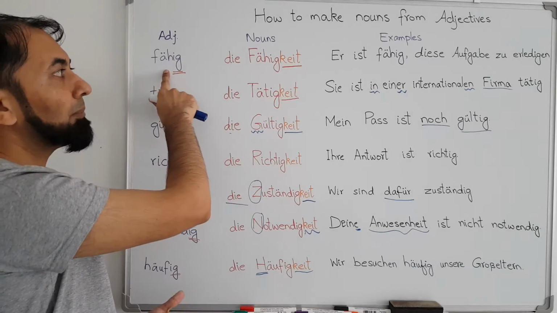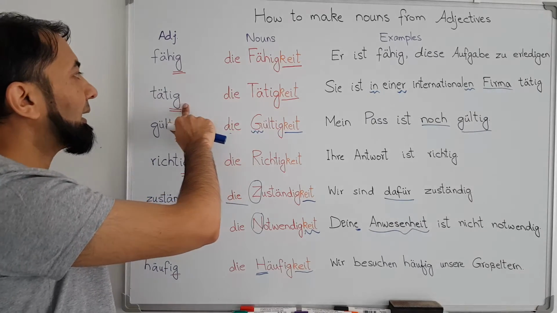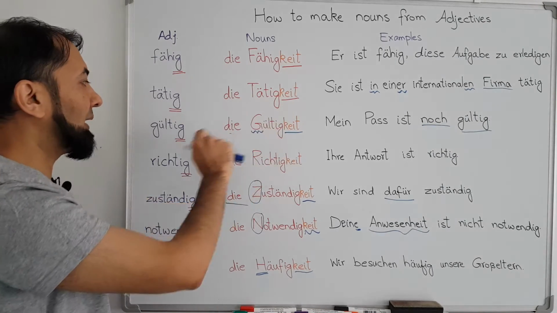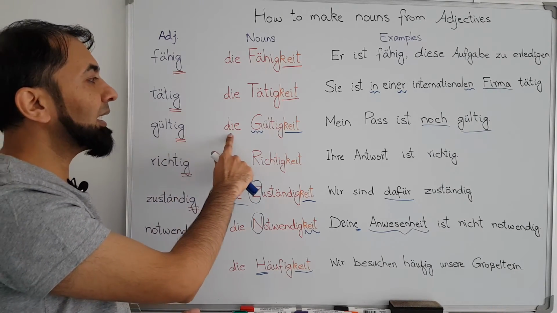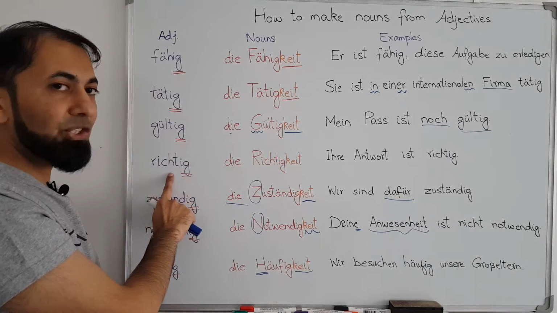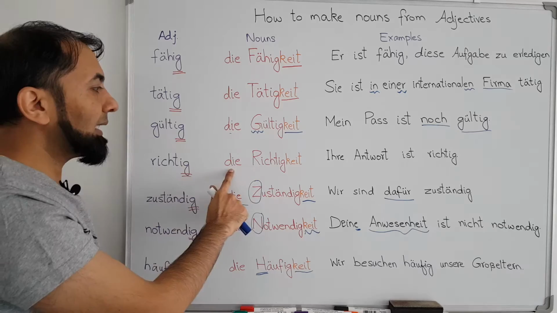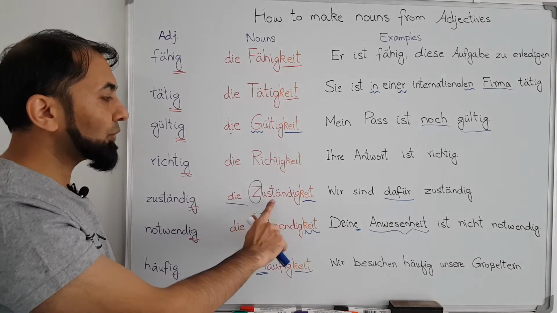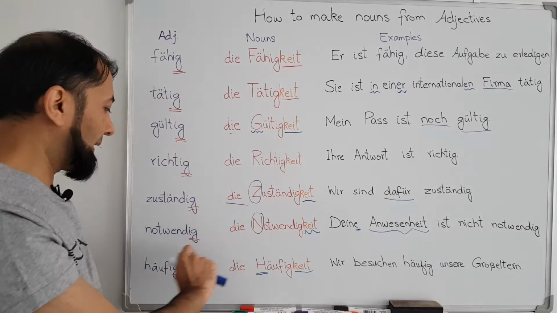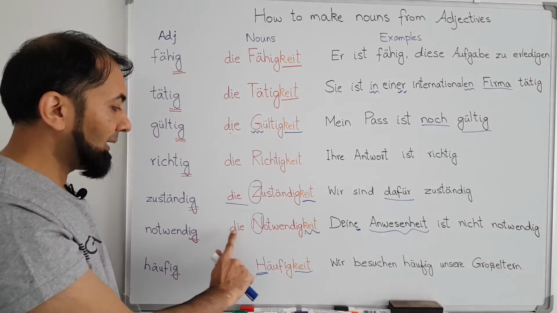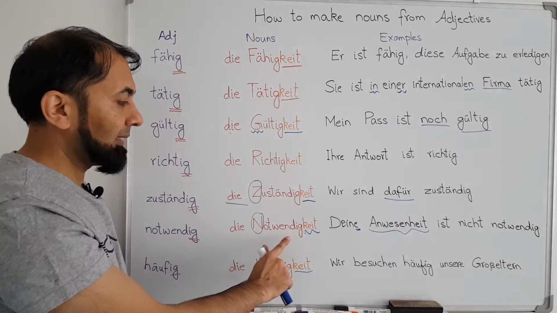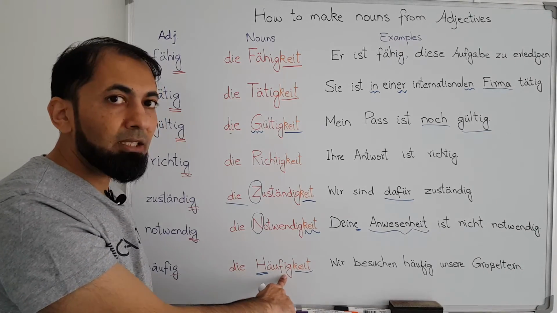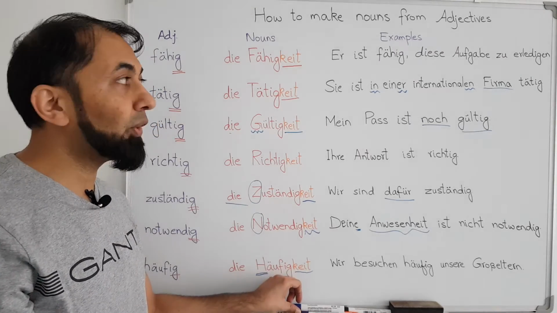So fähig, capable, die Fähigkeit, capability. Tätig, active or employed, die Tätigkeit, activity. Gültig, valid, die Gültigkeit, validity. Richtig, right or correct, die Richtigkeit, correctness. Zuständig, responsible, die Zuständigkeit, the responsibility. Notwendig, necessary, die Notwendigkeit, the necessity. Häufig, frequent, die Häufigkeit, the frequency.